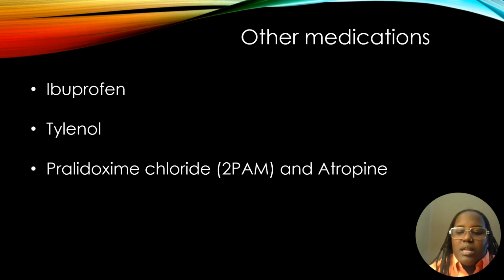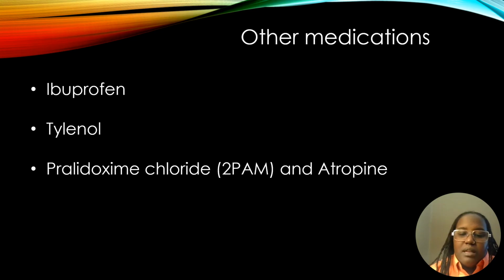And so for pralidoxime chloride and atropine, it's a cholinergic toxicity antidote. So for instance, if anybody has been exposed to a whole bunch of pesticides, and then there's some other chemical agents, we want to get this medication on board to reverse those effects. So it blocks the parasympathetic nervous system and reverses the effects of cholinergic poisons and drugs.